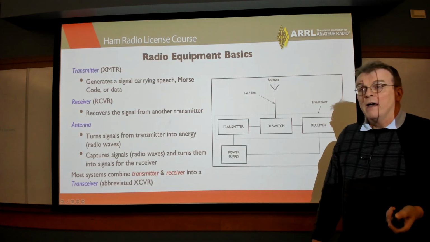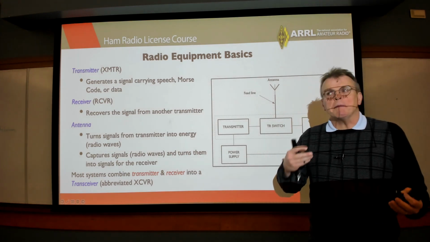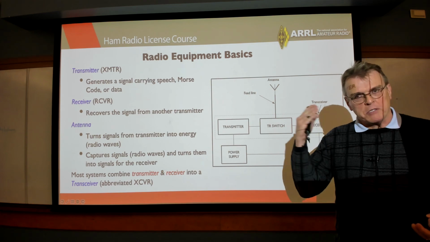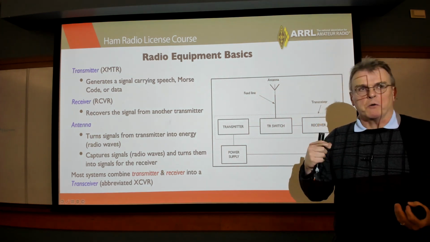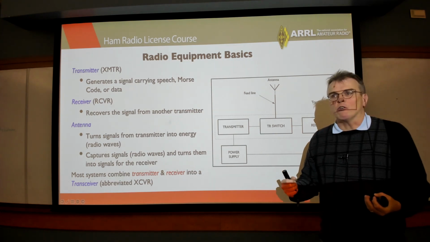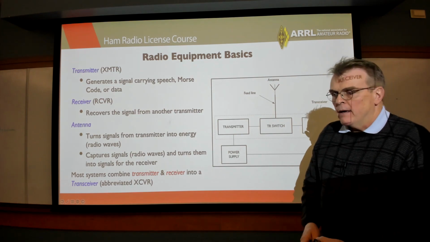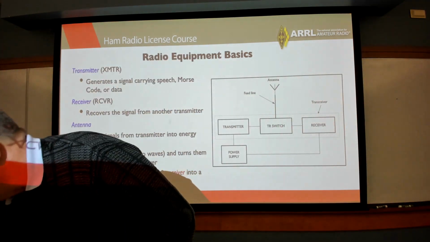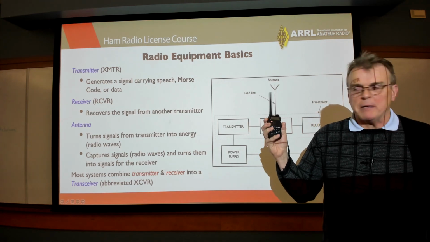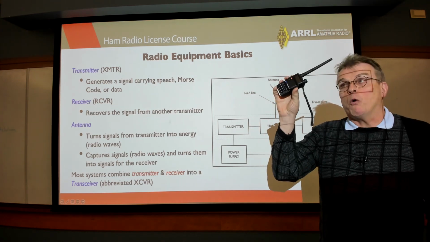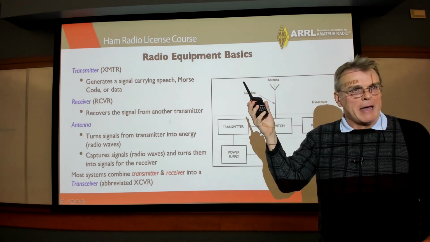So, first of all, we're going to talk about radio equipment basics, because I'm going to be using some words in the rest of this talk which you need to understand. For example, transmitter, receiver, and antenna. Exactly what do those mean? This little handheld radio, each of which you're all going to have your own copy, incorporates both a transmitter and a receiver and an antenna all in the same package.